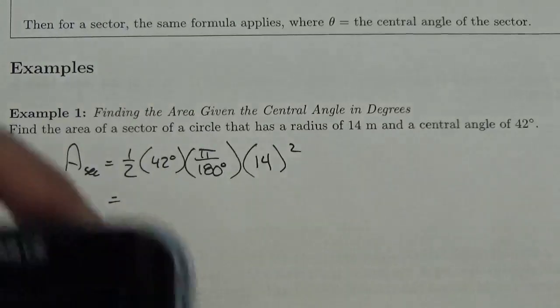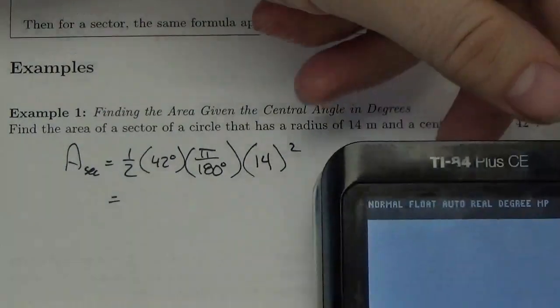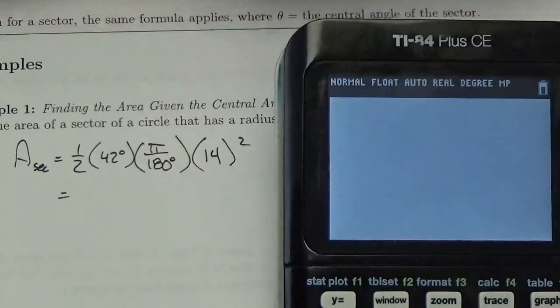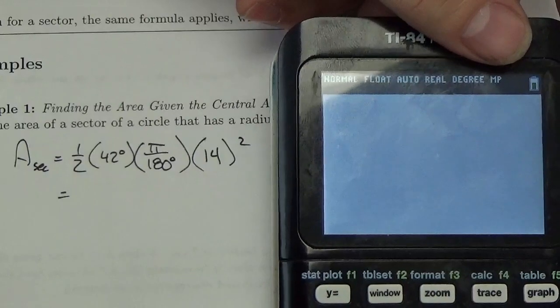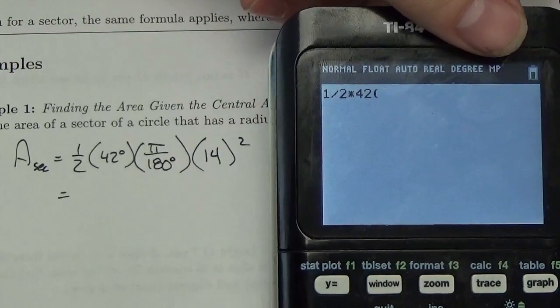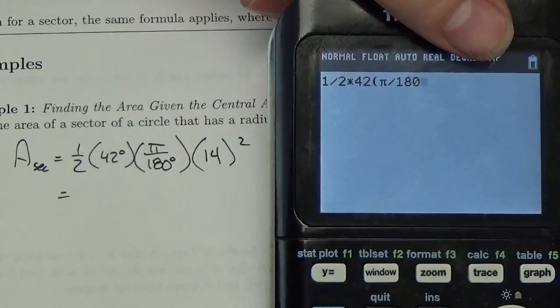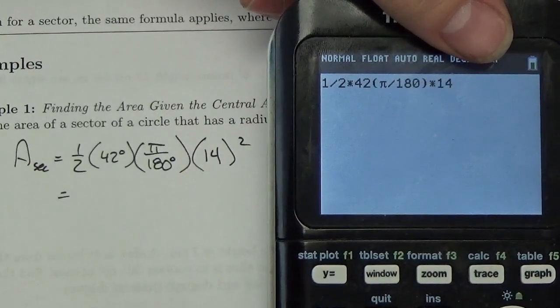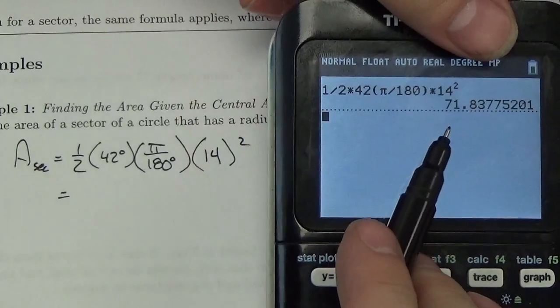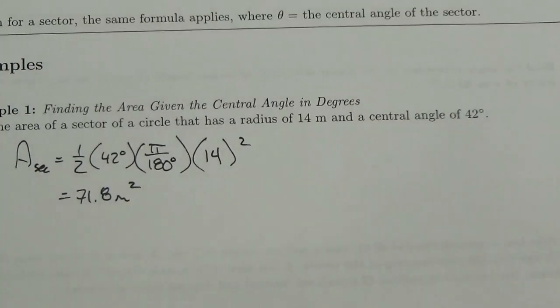Now we pull out the calculator. It doesn't really matter what mode you're in, because there's no trig going on here per se. So this is going to be 1 divided by 2 multiplied by 42 multiplied by pi divided by 180 multiplied by 14 squared. And so 71.8 meters squared, because those are the units being used there. And that's how you would handle that.